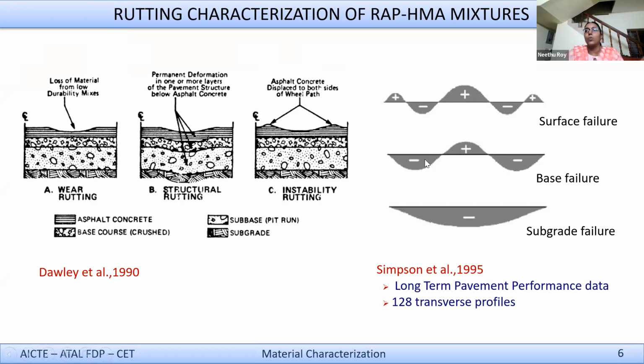Or if you see one deep rut on that surface, including both the wheel paths, you can say that it is a subgrade failure. Now, how do you get all this information? It is from field studies.